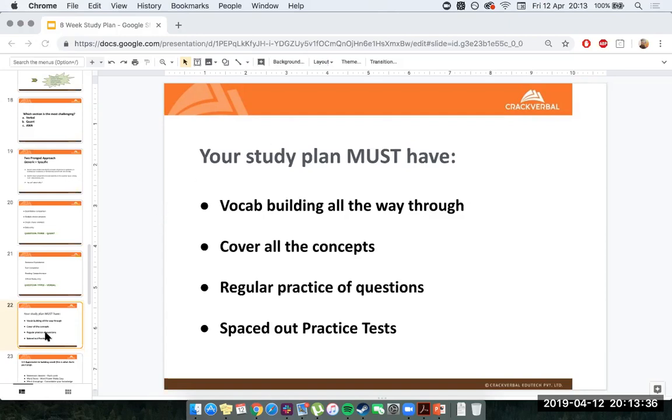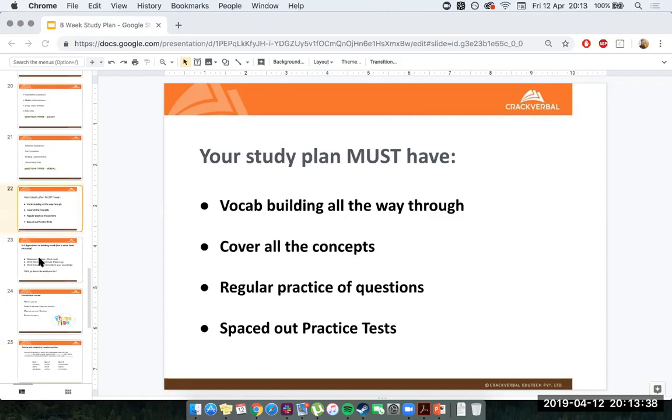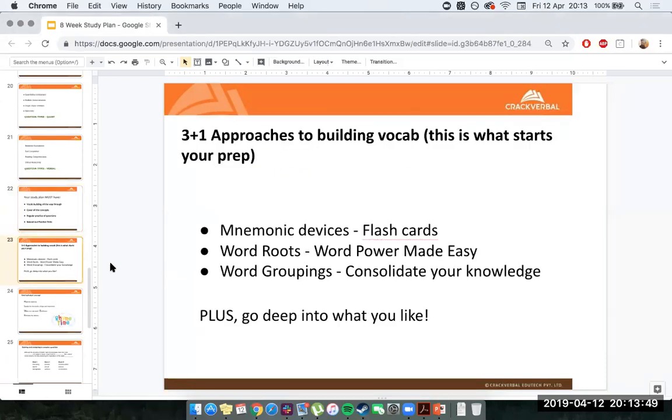And speaking of learning words, let's dive in. Now that we know that we want to do these 4 things, let's talk about doing each one of them to make sure that we address all of them. When it comes to building vocab, this is what's going to start your prep, and it's something you do all the way through. So you need to know how best to approach vocab.